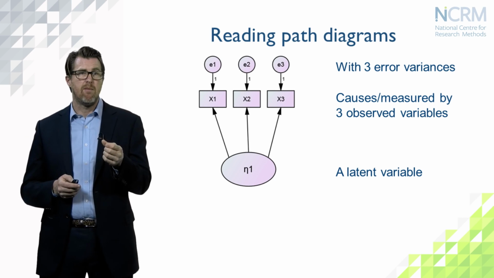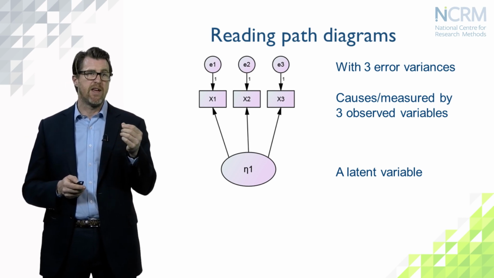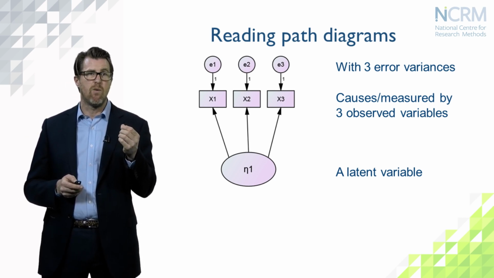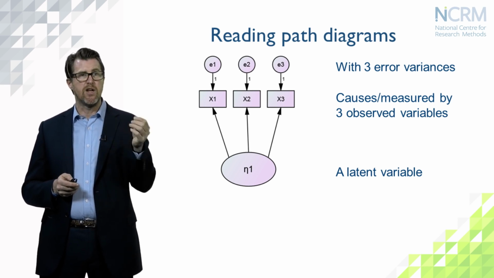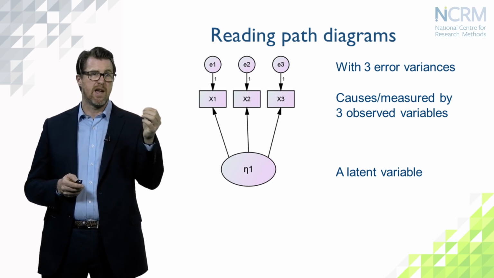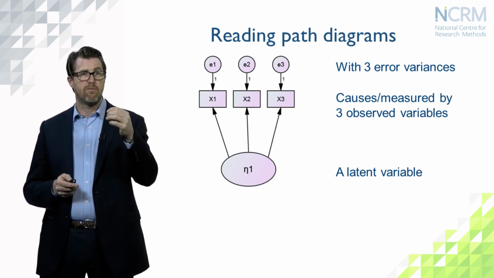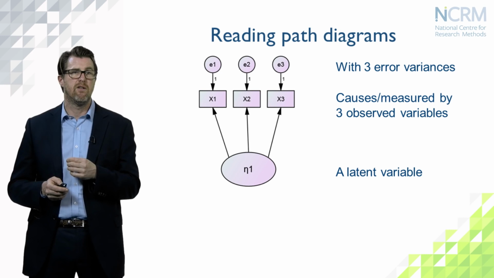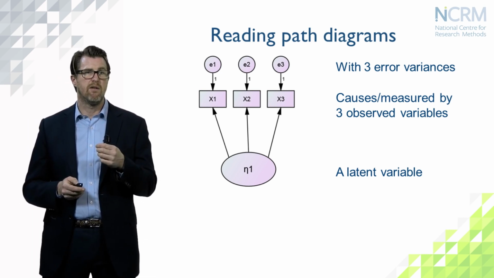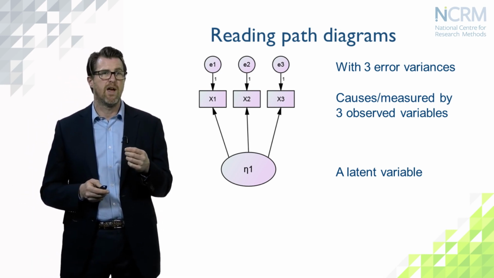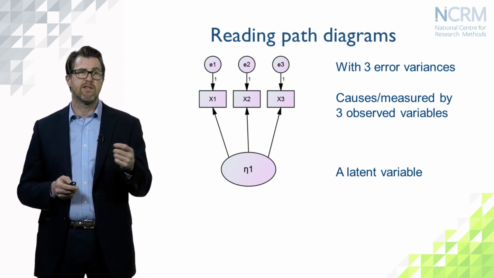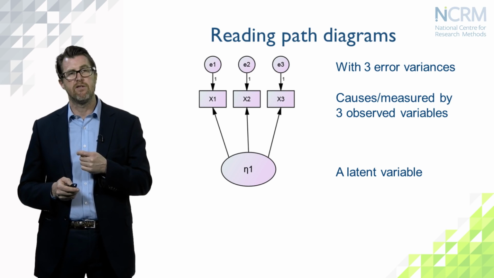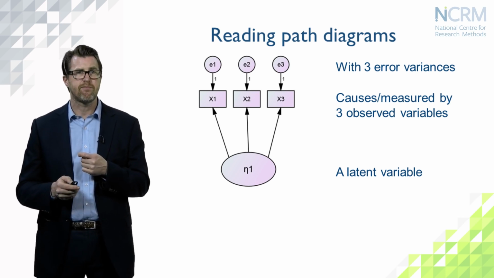x3. And then at the top of the diagram we have three error variances, E1 to E3. So those are the errors for each of those equations. That eta1 is predicting x1 with some error, it's predicting x2 with some error, and so on. So that's a simple path diagram for a factor model, and that could be written as an equation, but we are in this instance using a path diagram.